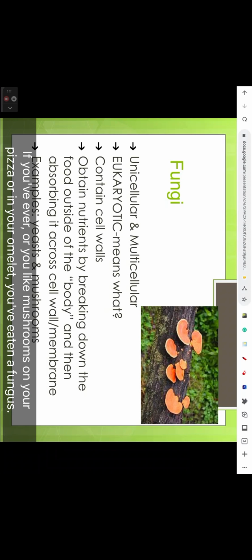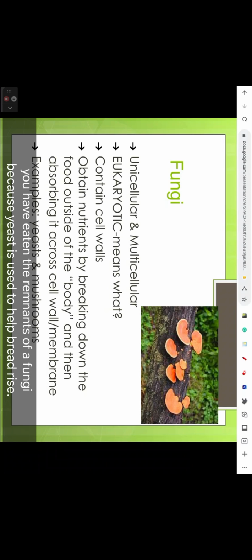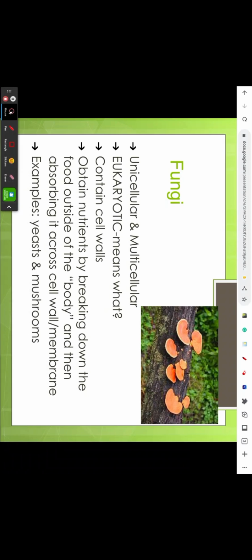If you like mushrooms on your pizza or in your omelet, you've eaten a fungus. If you eat bread, whether that's a bagel or a slice of bread, whatever it may be, again, you have eaten the remnants of a fungi because yeast is used to help bread rise. So both of those products, bagels and bread, use that to help break down their food.